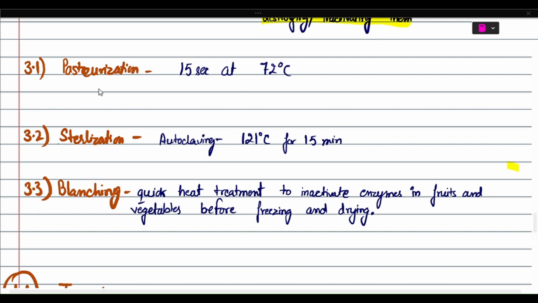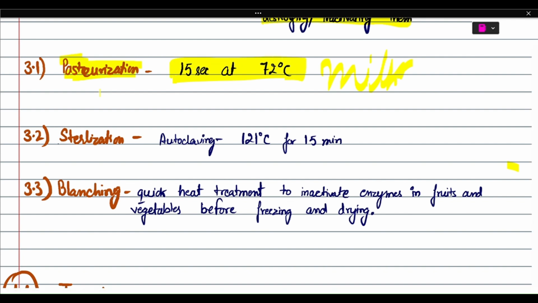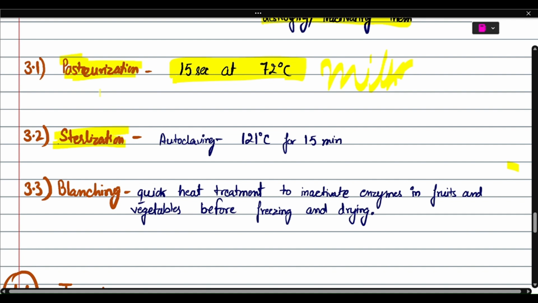First will be your pasteurization. Pasteurization is commonly used in the milk or dairy industry, where we apply a temperature of 72 degrees Celsius for 15 seconds, and that is enough to kill all the pathogenic microorganisms. Then the second is sterilization. For sterilization, we are basically using autoclaving, in which we use a temperature of 121 degrees Celsius for about 15 minutes. This is basically steam sterilization.